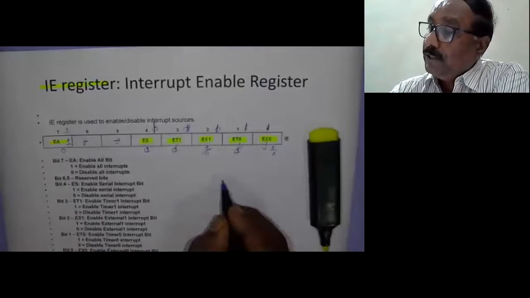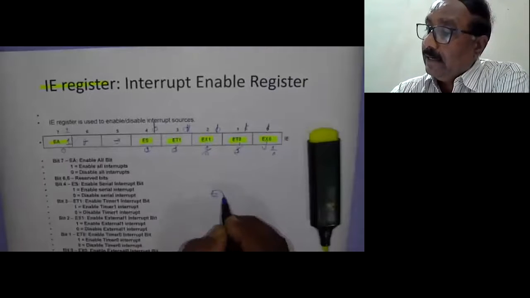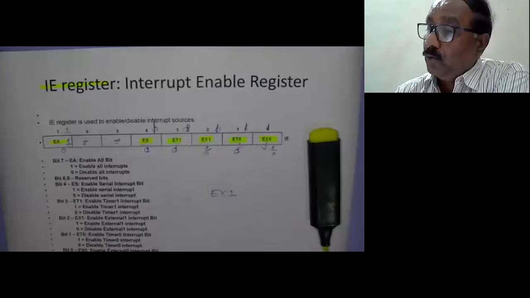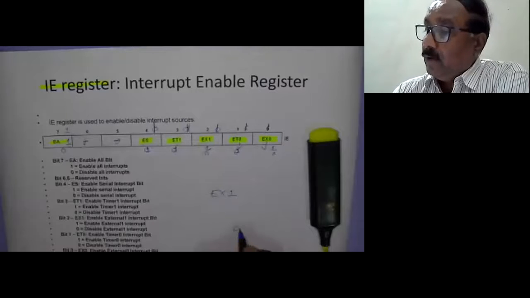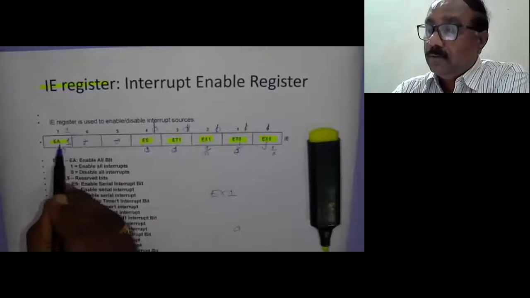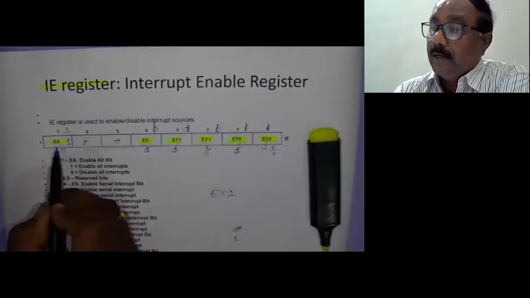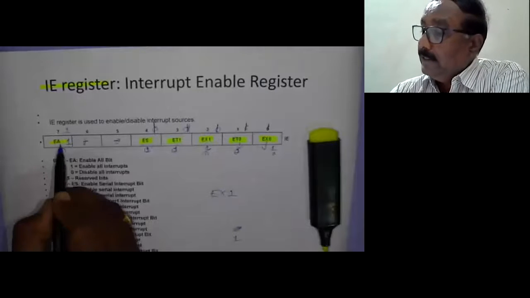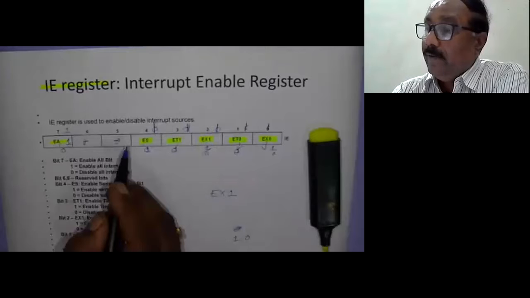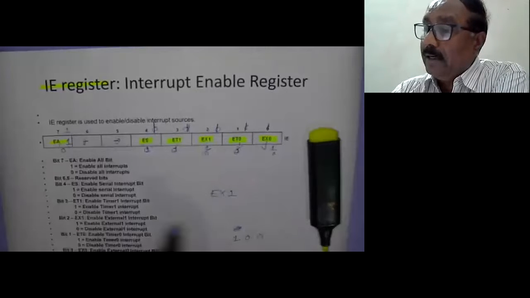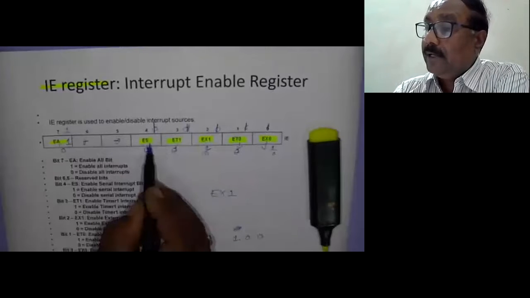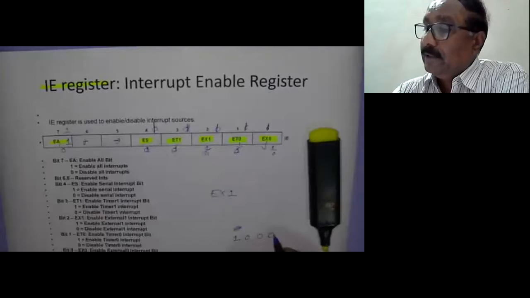Suppose that you are using only external interrupt number 1. Then what you have to do? To enable all interrupts, keep EA equal to 1. The 6th bit is 0, undefined. The 5th bit is 0, it is undefined. This is the serial communication interrupt. You are not using it, therefore this is 0.